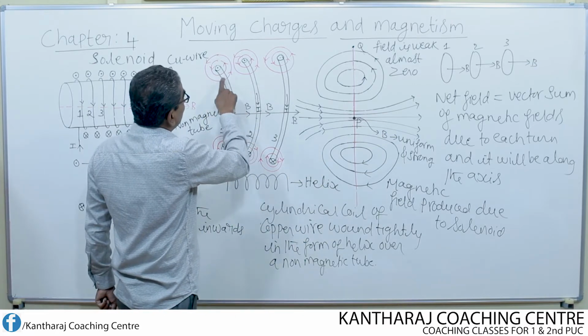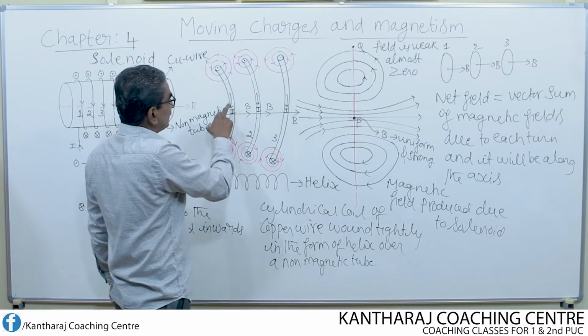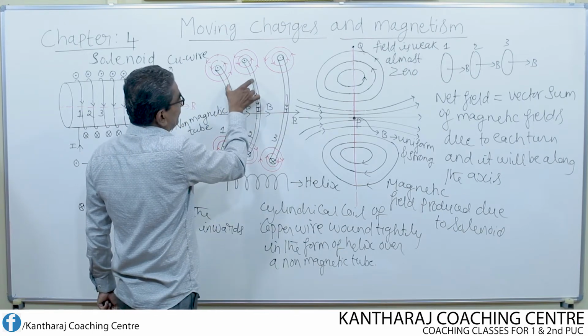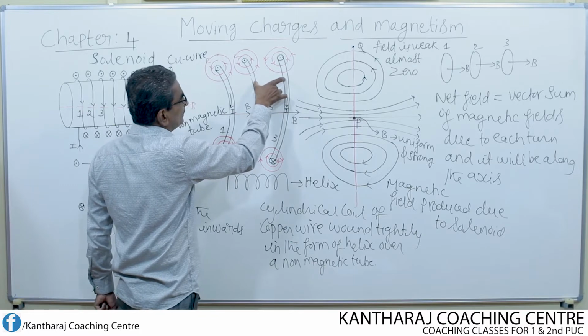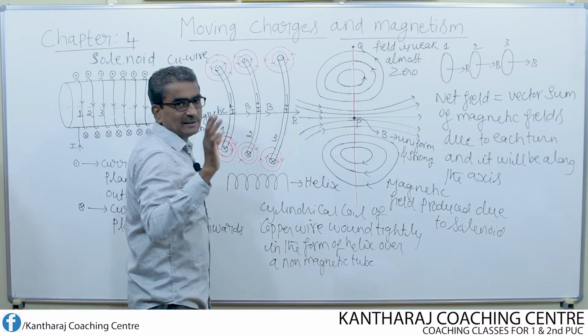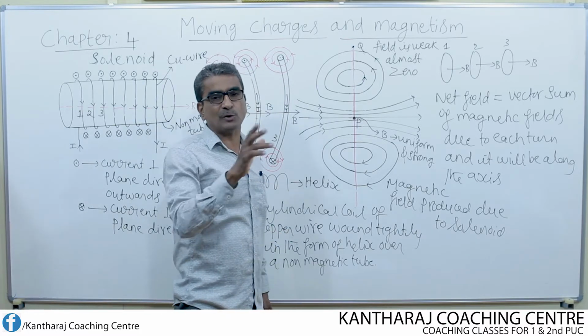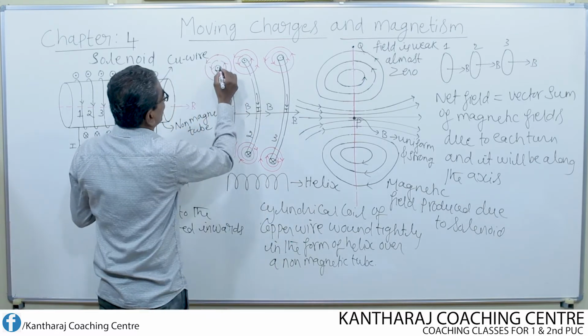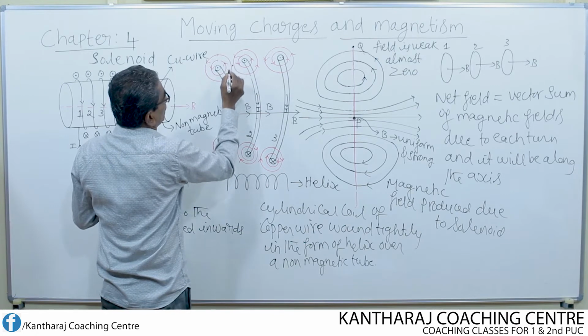But between any two turns, between turn 1 and turn 2, or between turn 2 and turn 3, if you choose any point, at that point the magnetic field is found to be 0. It cancels out. How does it cancel out? Look here, you just consider this point.